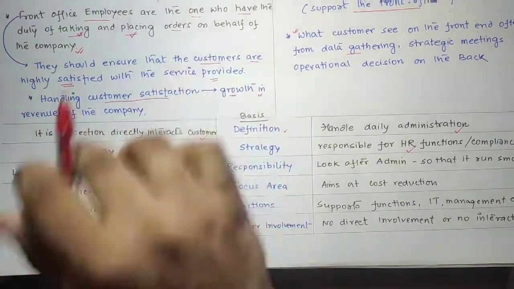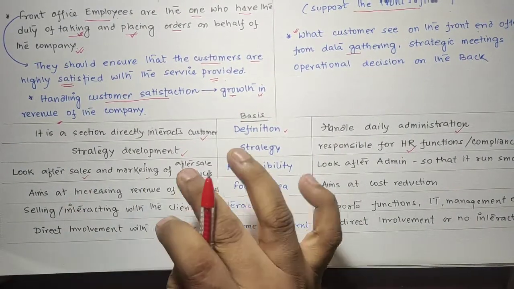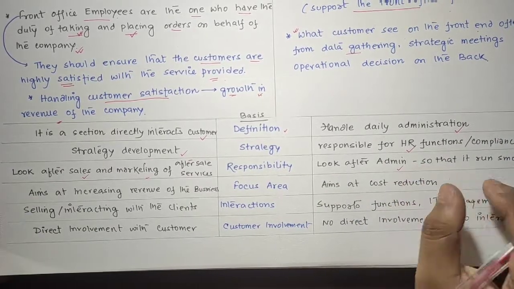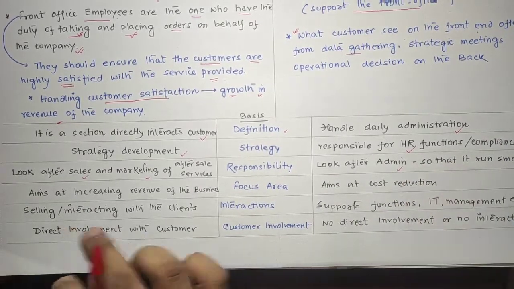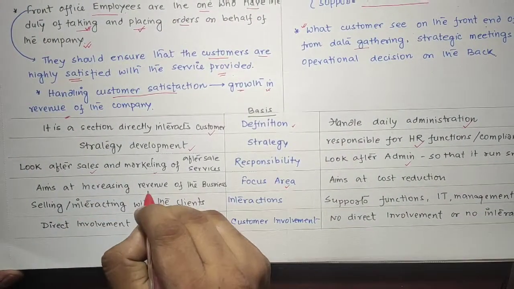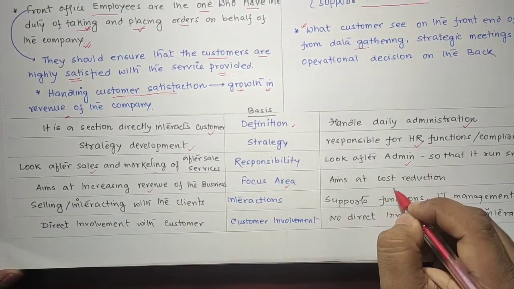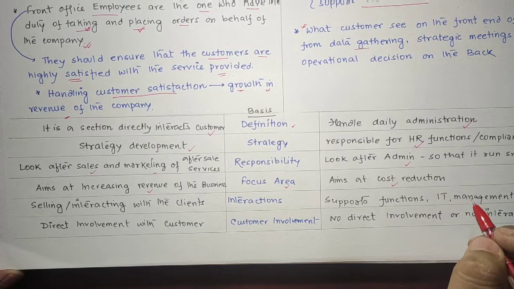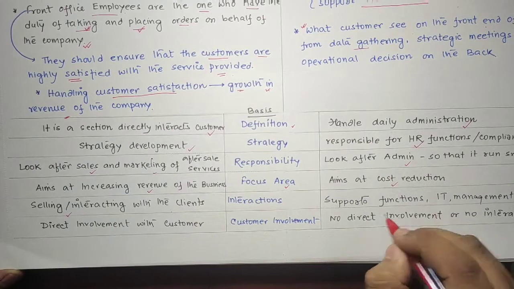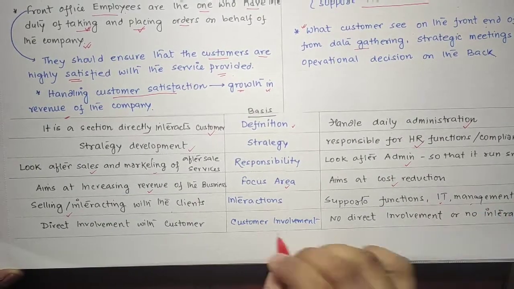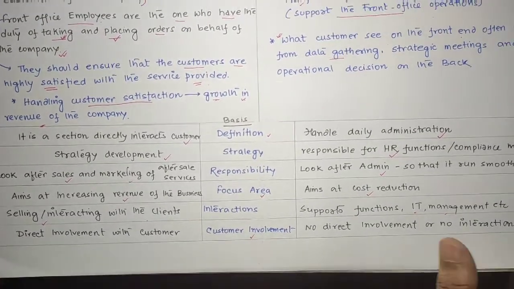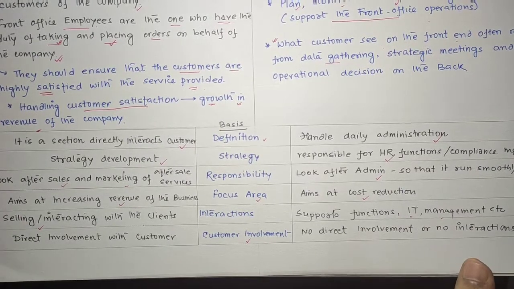Responsibility in case of front office, they look after the sales and marketing and after sales service. And responsibility in case of back office, they look after the administration so that the administration runs smoothly. Okay. The focus area in case of front office is that it aims at increasing the revenue. And back office, they are concerned with cost reduction. When it comes to interaction, selling and interaction with the client is in front office, and in back office, they support the IT function and the management. And when it comes to customer involvement, the front office has direct involvement with the customer. Back office does not have direct involvement or direct interaction.